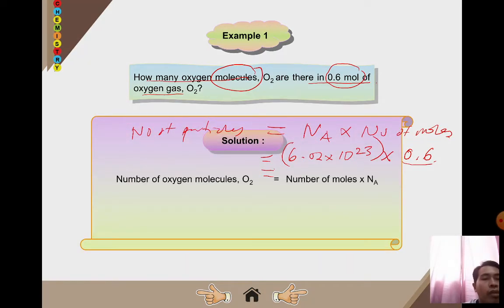Okay, ini solution dia. Number of oxygen equals number of moles times Na. 0.6 times 6.02 times 10 to the power of 23. Dapatlah jawapan dia. Mesti tulis belakang dia molecules ya, sebab jawapan minta dalam molecules.